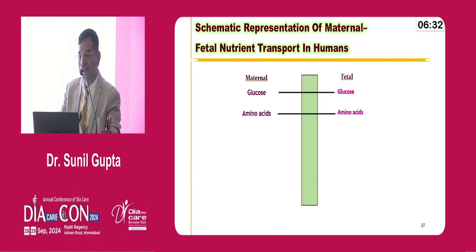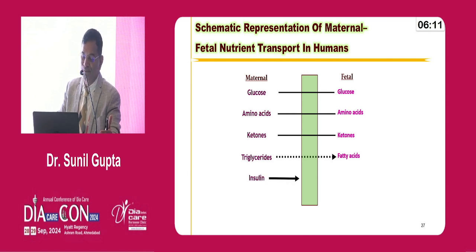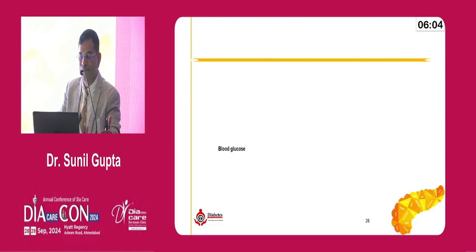Amino acids do the same thing. Ketone bodies also transfer directly into the fetal circulation. That's why diabetic ketoacidosis is detrimental to the baby, with almost 30 to 50% mortality if the mother develops diabetic ketoacidosis during pregnancy. Triglyceride transfer is partial, but insulin doesn't cross the placenta. Glucagon doesn't cross the placenta. All oral drugs cross the placenta.